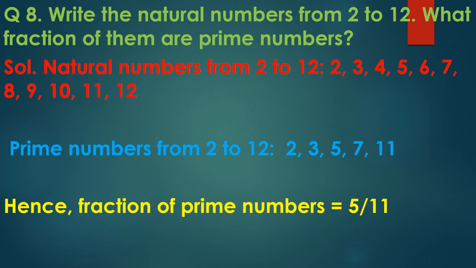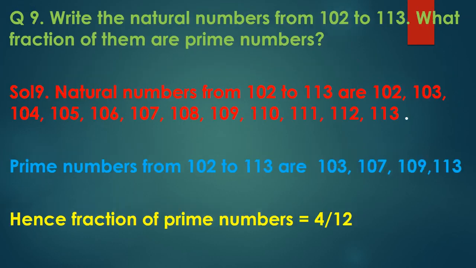Next is, write the natural numbers from 2 to 12. What fraction of them are prime numbers? This we have discussed yesterday also. Natural numbers from 2 to 12 are 2, 3, 4, 5, 6, 7, 8, 9, 10, 11 and 12. How many are they in number? They are 11 in number.